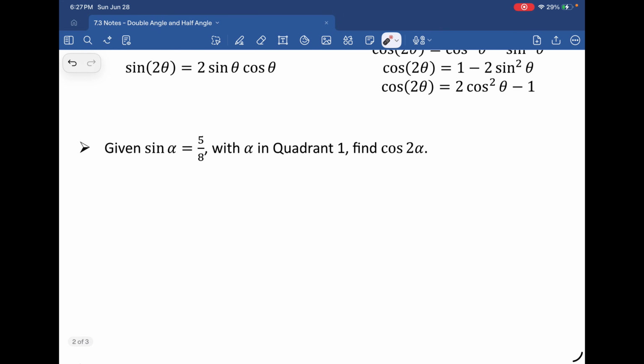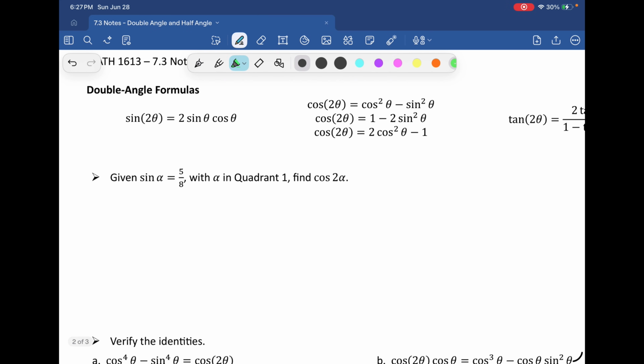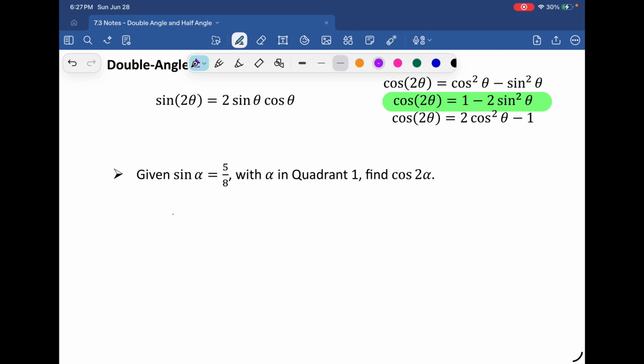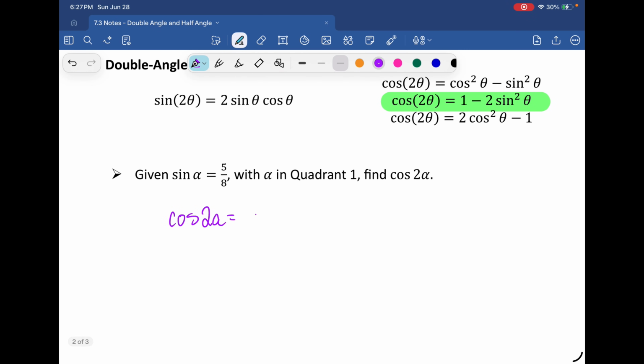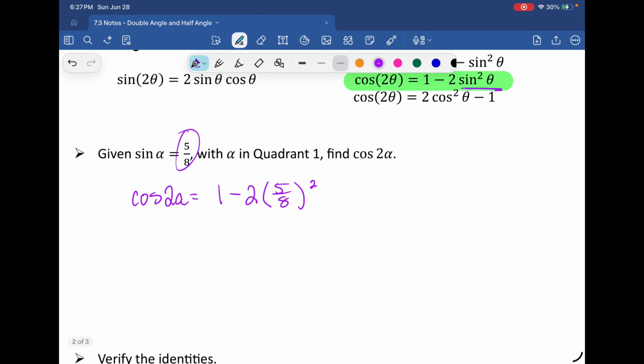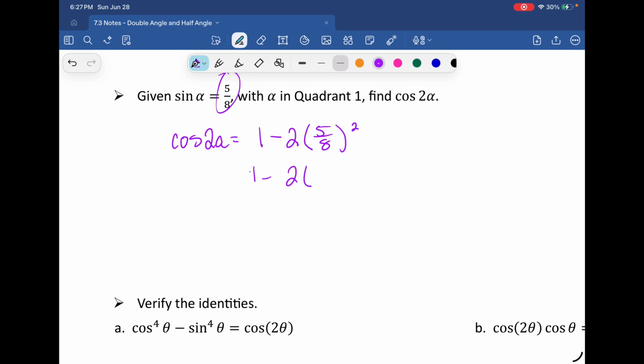Using those, I'm given that sine alpha equals 5 over 8. Alpha is in quadrant 1, which means we don't have to worry about signs. Find cosine 2 alpha. I have sine alpha, so I'm going to use the cosine formula that just has sine. So that's this one. Cosine 2 alpha equals 1 minus 2, and it says sine squared right here. Sine is 5/8, so 5/8 squared. So 1 minus 2 times 25 over 64.